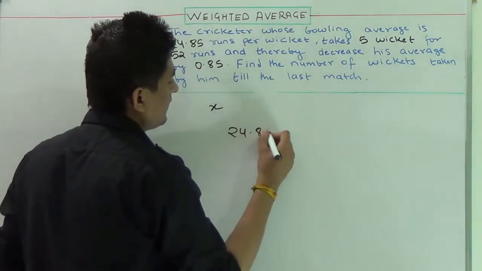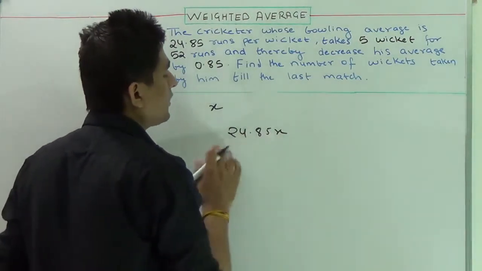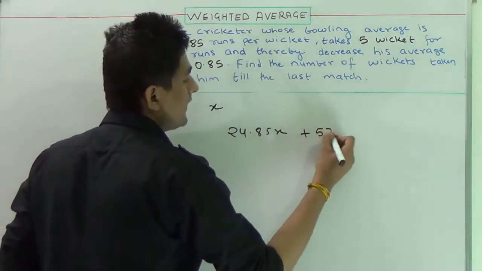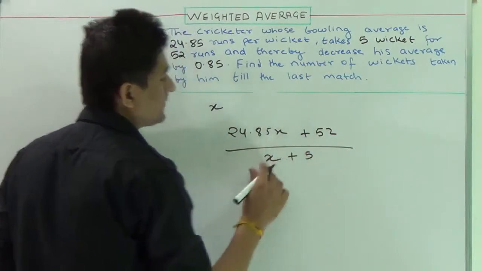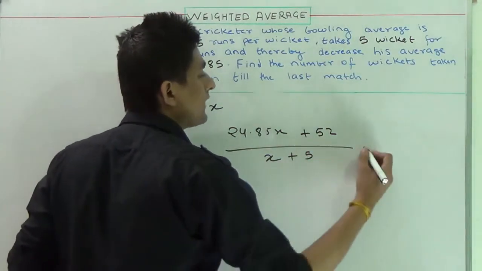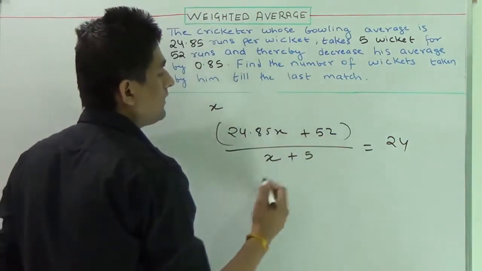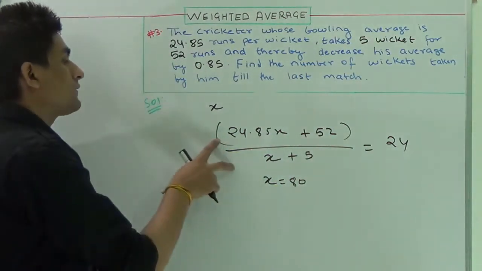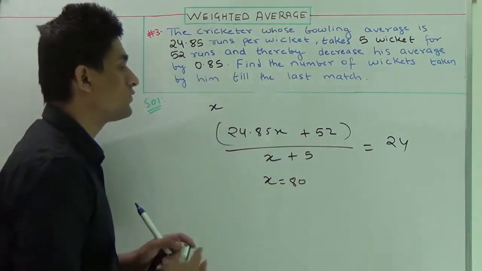So the earlier run which he would have given was 24.85 into X, because this is the run which he has given before the last match. In the last match he gave 52 runs more, and the number of wickets he took is X plus 5. X before that match, and after that match he took 5 wickets, and his new average is 24. And from here I have to calculate the value of X. Again the value of X will come out to be 80. But here in this situation I have to calculate a lot. But with this method I can easily solve this question.